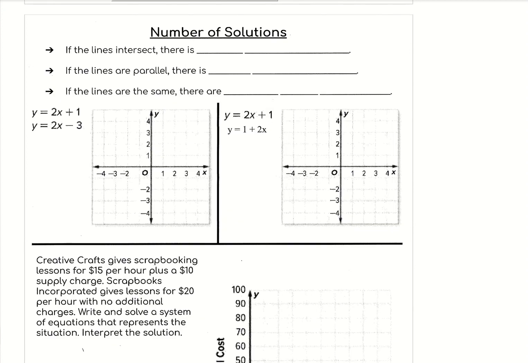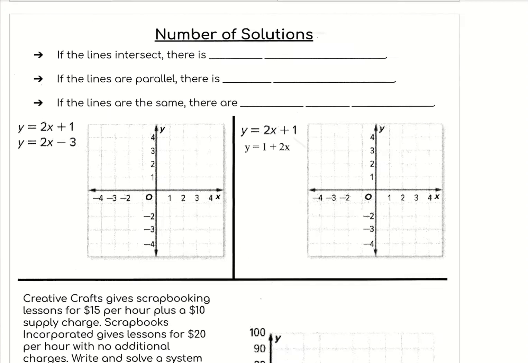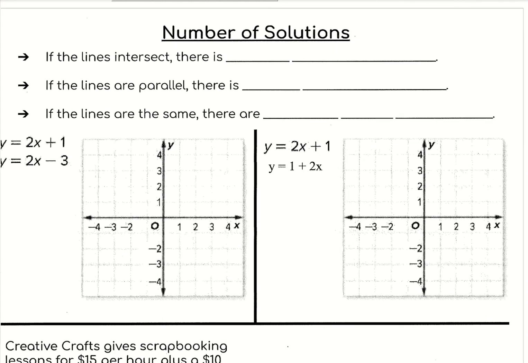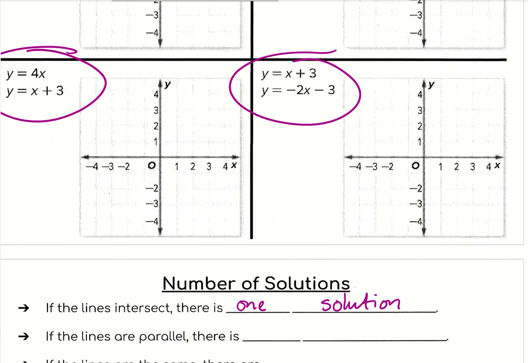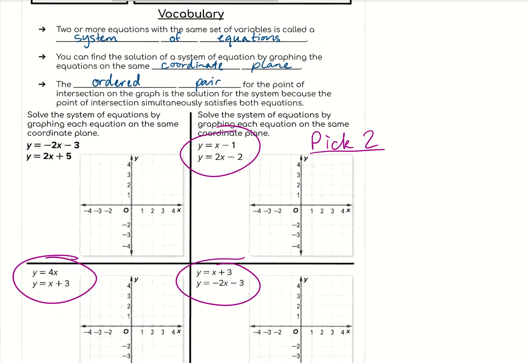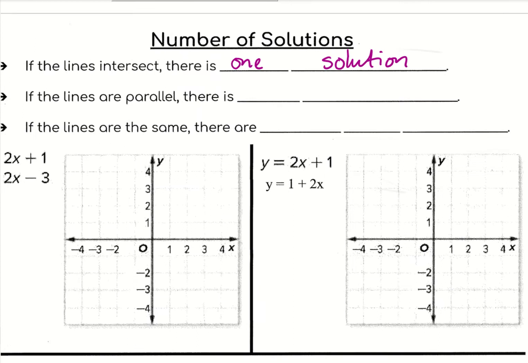All right, so hopefully that went well, and we will go ahead and get into some stuff about the number of solutions we have when we graph these. First of all, if the lines intersect, there's going to be one solution. That's like the ones we did up here where we had those intersecting lines.